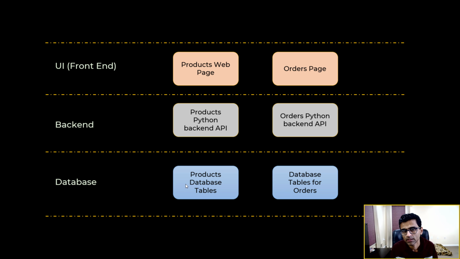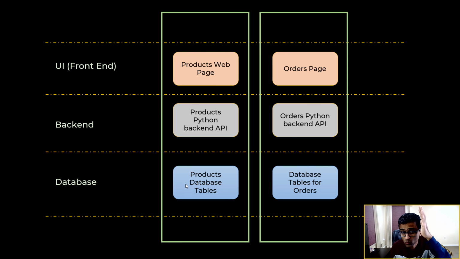What I mean by that is they take products as one feature. So you can see this vertical slice. They develop that feature fully and then release it. Then they pick up orders and they develop the whole vertical slice and then they release it.